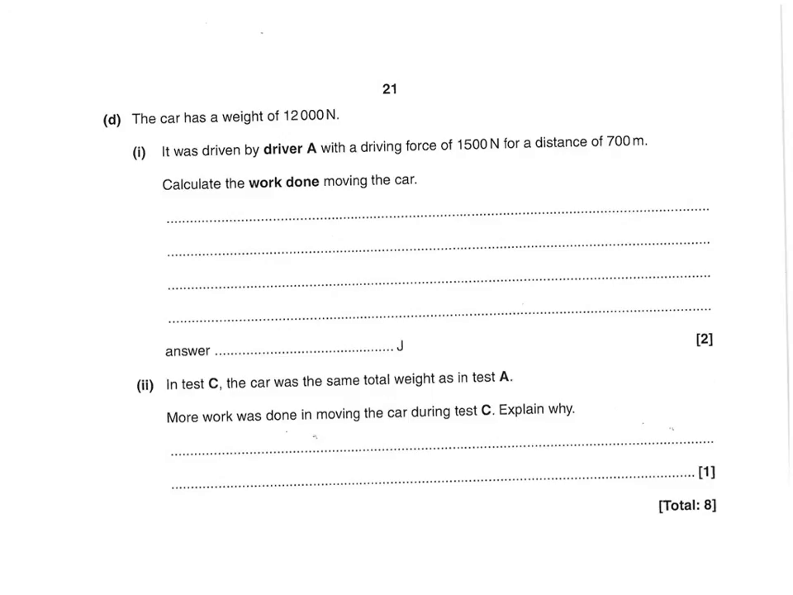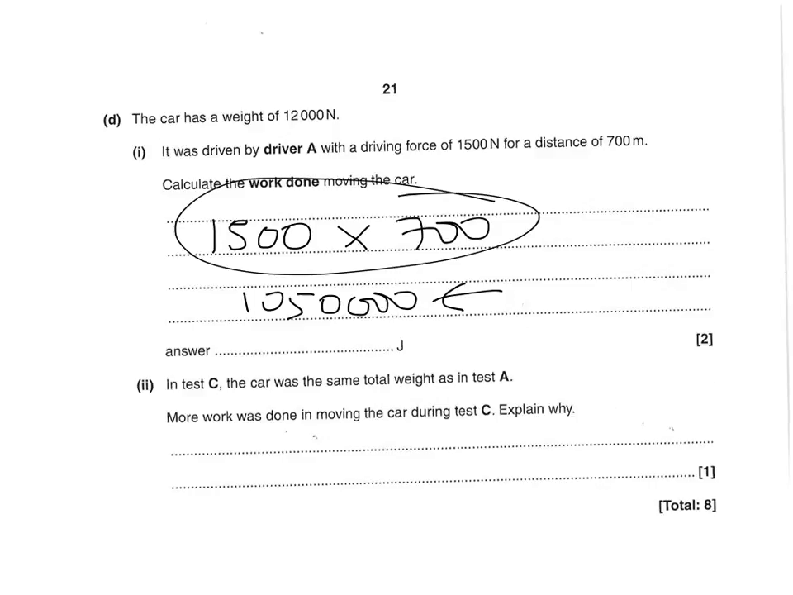Next question, another one where you just need to look up the equation you need to use in the front of your paper. So the car has a weight of 12,000 newtons. It was driven by driver A with a driving force of 1,500 newtons for a distance of 700 metres. Calculate the work done. So work done equals force times distance. So the force is 1,500, the driving force, times the distance, which is 700, and that equals, in joules, 1,050,000. So this will get you 2 marks, but this will get you 1 of those marks if you didn't get the final answer.